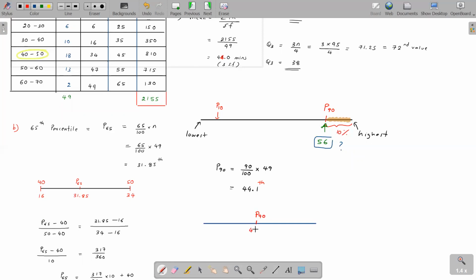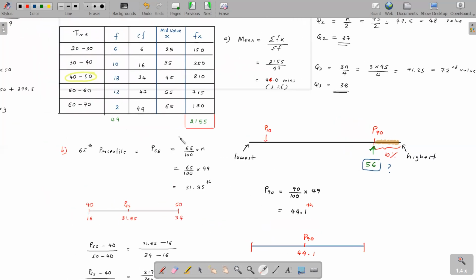So P90, the cumulative frequency is 44.1. So the 90th percentile is in between where and where? Go for the cumulative frequency 44.1. You can see 6 is less than 44.1, 16 is less than 44.1, 34 is less than 44.1. 47 is the first cumulative frequency that passes. So definitely you can see it's between 50 and 60.